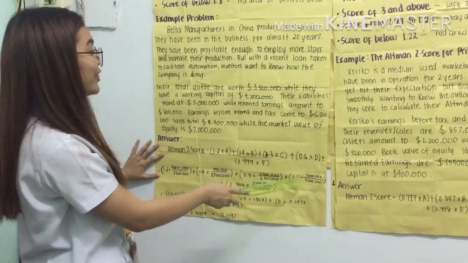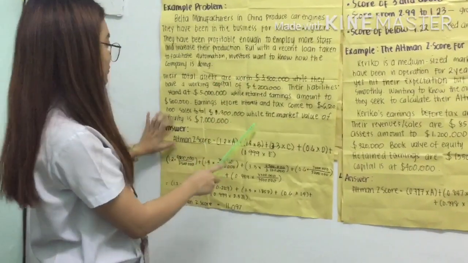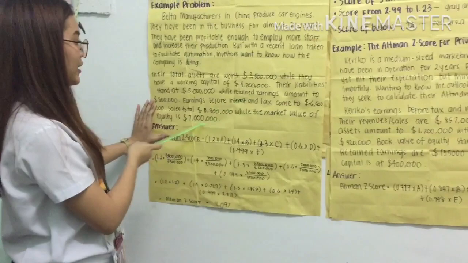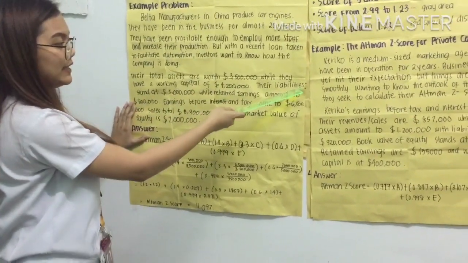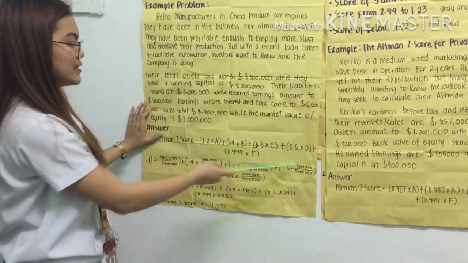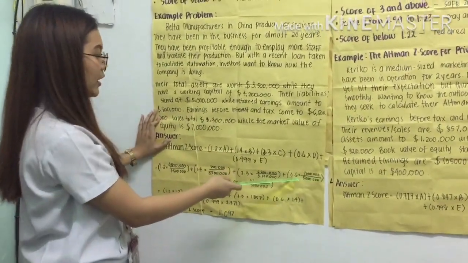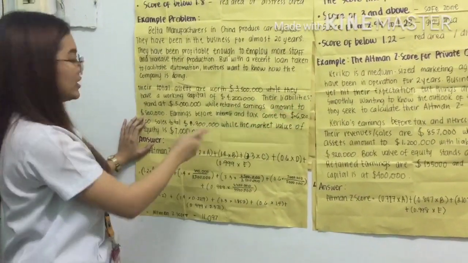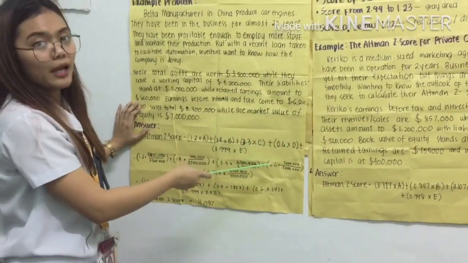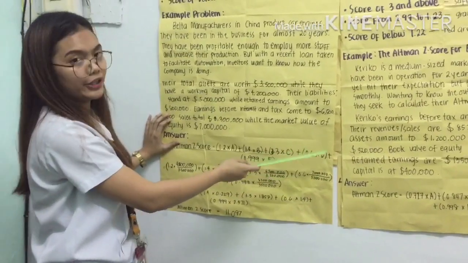For letter D, market value of equity will be divided by the total liabilities. So our market value of equity is 7 million over the liability, which is 5 million. The quotient of this will be multiplied by 0.6 and the answer will be letter D.